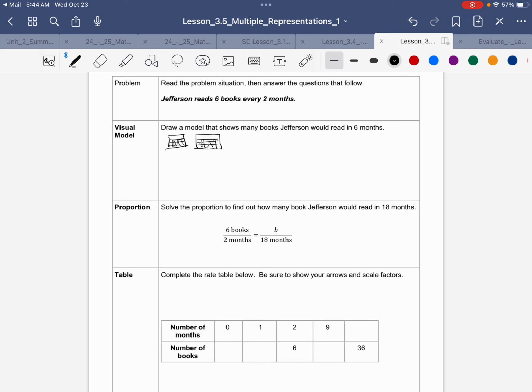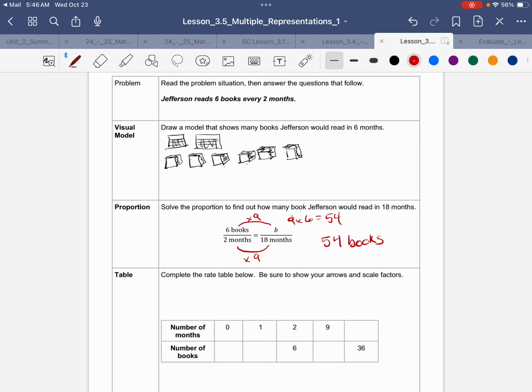So there you go. So now solve the proportion to find out how many books Jefferson will read in 18 months. Again, with proportions, we're looking for that scale factor. You go times 9 here to go from 2 months to 18 months. And then you have to do the same on the top. And then our 9 times 6 is equal to 54. So he would read 54 books. Make sure you remember to put units. Okay. There you go.